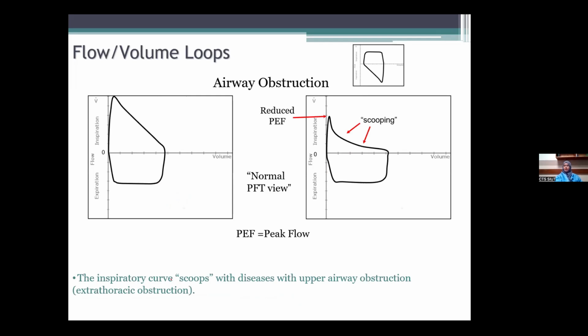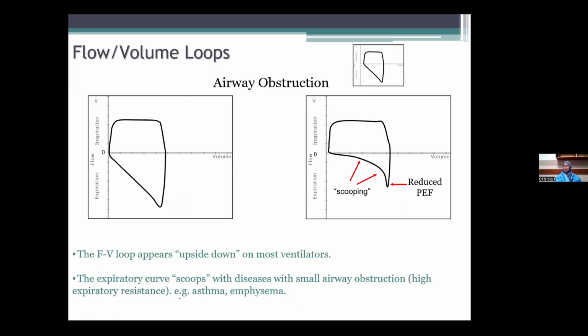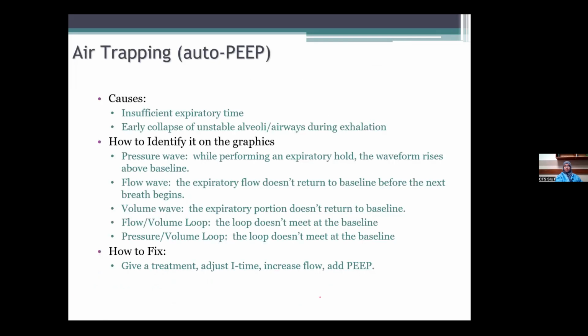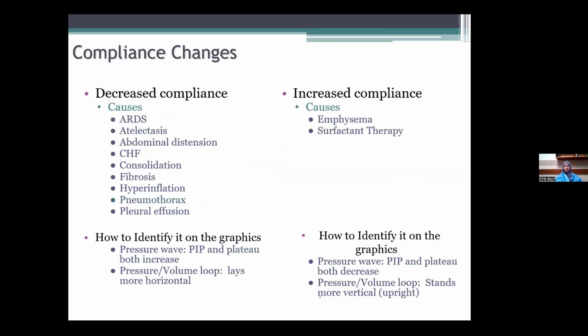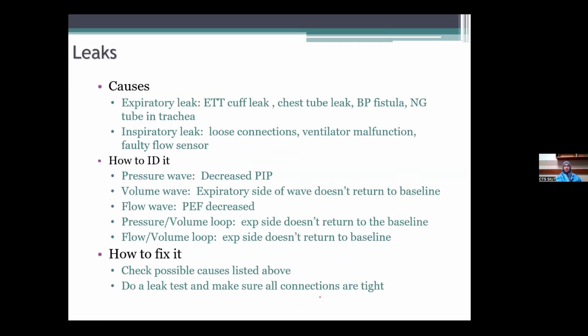So if the inspiratory curve scoops, that means you are dealing with upper airway obstruction, specifically extrathoracic obstructions. Similarly, if your scooping is in the expiratory loop, it means you are dealing with problems such as smaller airway obstructions, such as asthma and emphysema. This is a lot of text which basically elaborates on what we have already discussed.